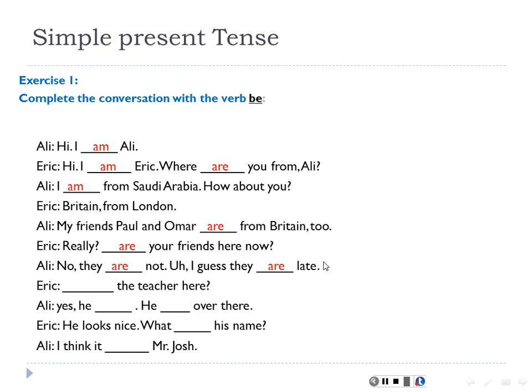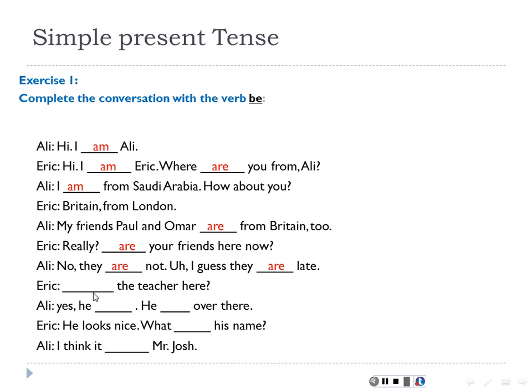So let's continue. Eric speaking now. He is asking a question. There's a question mark at the end. The teacher here. So here he is asking about the teacher. Eric يسأل عن المدرس. المدرس هل هو مفرد أو جمع؟ Teacher مفرد أو جمع؟ مفرد طبعا, because there is no S, لا يوجد S الجمع في النهاية. So he is asking about a singular person.